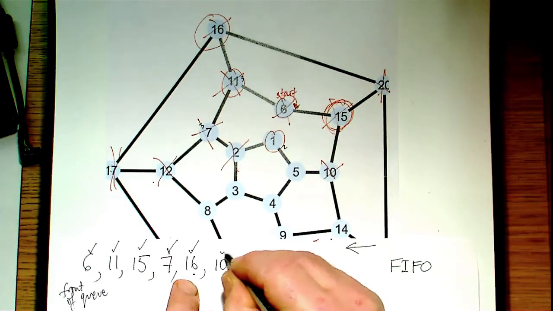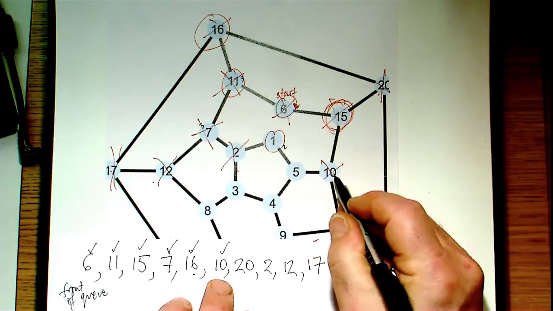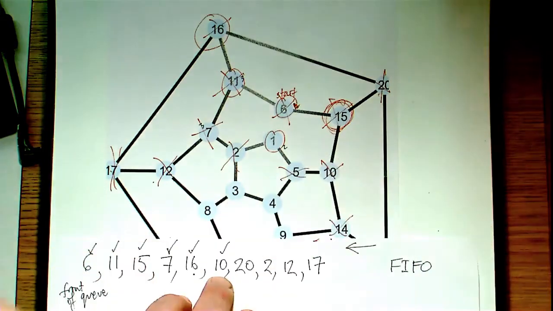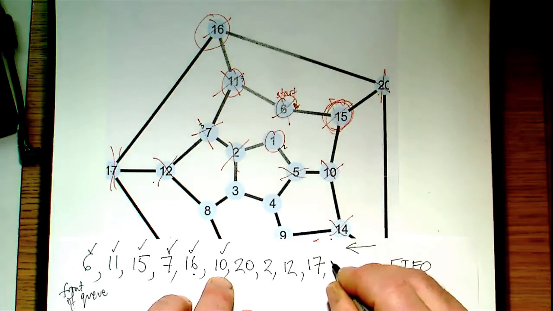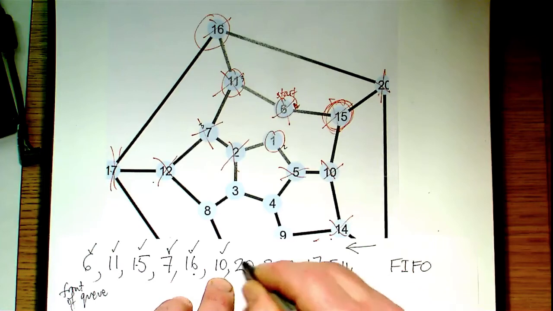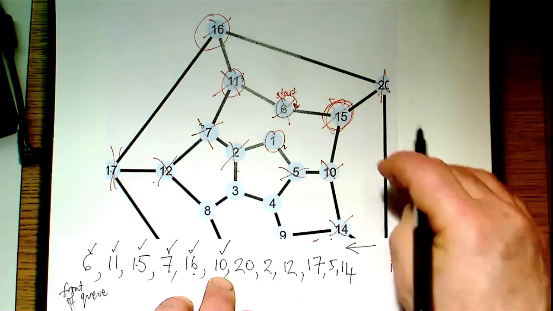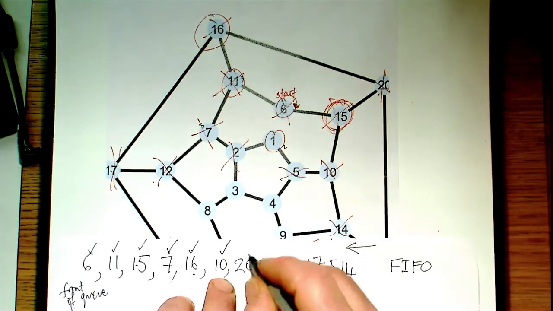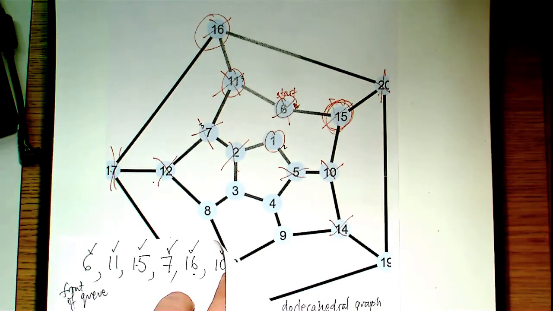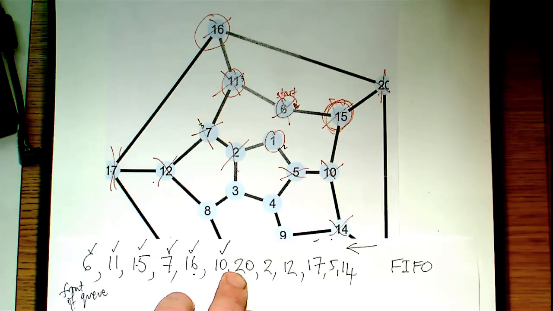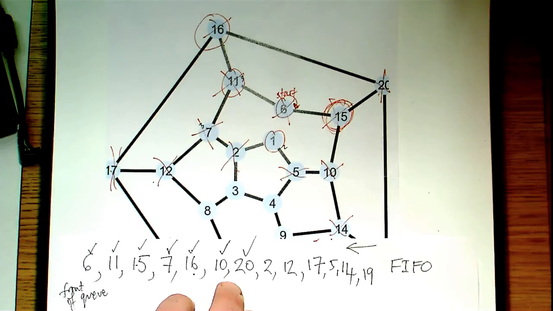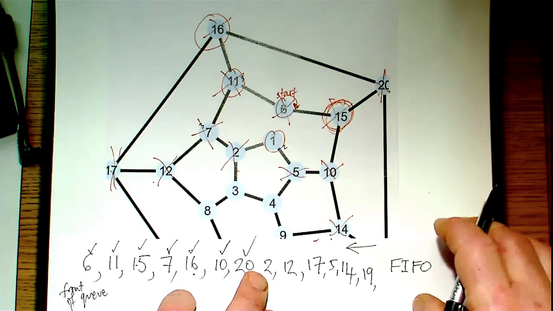So I now look at the next one in the queue, which is number 10. Number 10 is adjacent to 5 and 14. So they get shoved on. 15 was already there at the beginning. And that's done 10. And now I come to 20. 20 is adjacent to 19. The only one that hasn't been done is 19. That does 20.